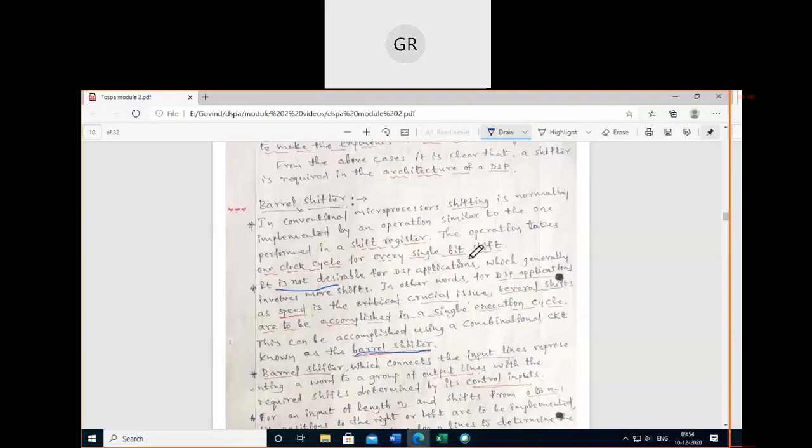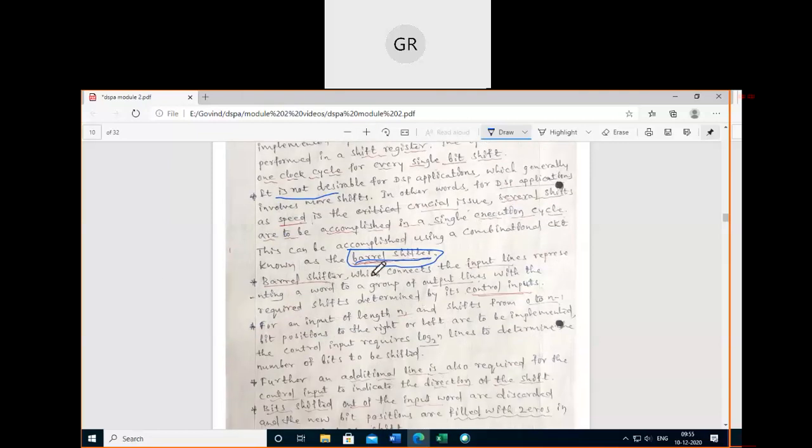In a conventional shifter, each single bit shift requires one clock cycle. What will happen? The performance decreases in terms of speed. To do all the bit shifts at the same time in a single execution cycle, this can be accomplished by what we call a barrel shifter.